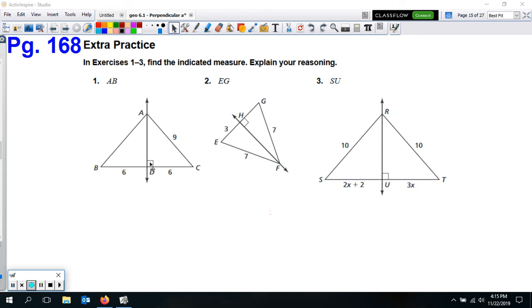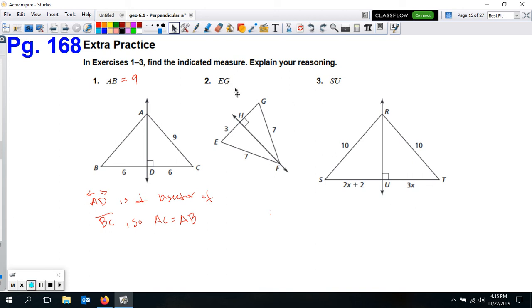That means we can conclude that A, which is on the perpendicular bisector, is equidistant from B and C. So if AC is 9, then we know that AB is also 9. That's got to be 9. There's our explanation: line AD is the perpendicular bisector of segment BC, so AC is equal to AB.